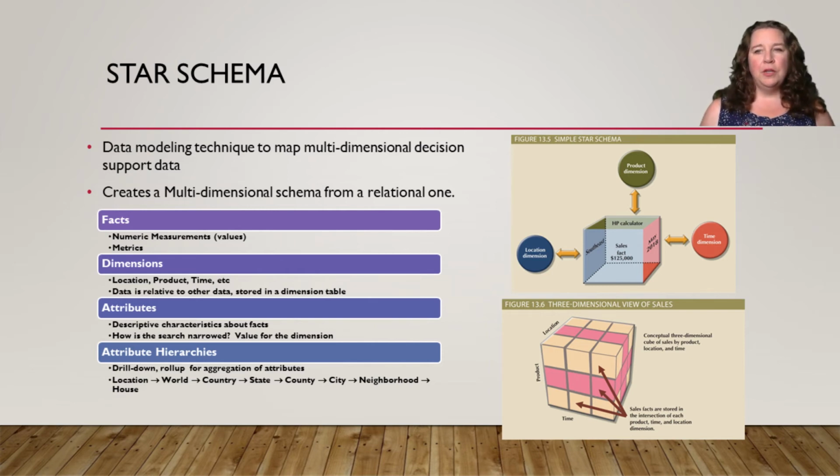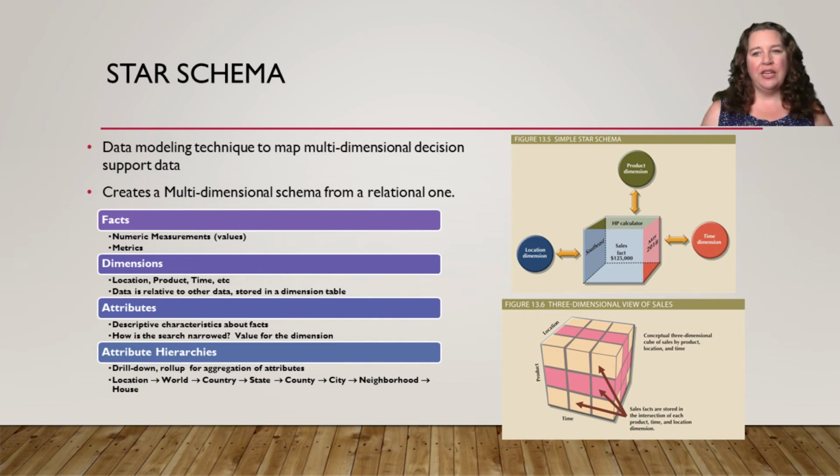So the attributes can be the descriptive characteristics about the facts, and you can use those to narrow your searches. So if I want to say in the southeast region in May of 2018, what were the different products and what were their sales numbers? That would be a piece of information that you could visualize with a star schema to be able to see how those work. The thing with facts, dimensions, and attributes, those are pretty obvious.